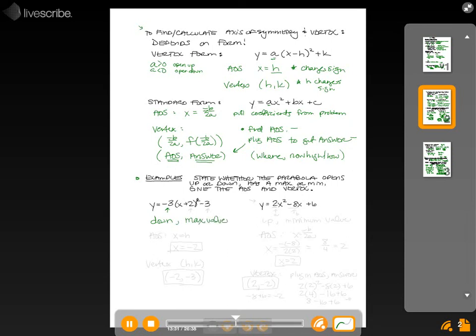So there's the first two parts. We can just tell that by looking at the equation. It opens down because a is negative 3. Since it opens down, it has a max value.